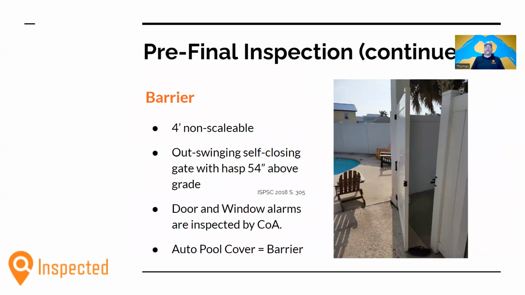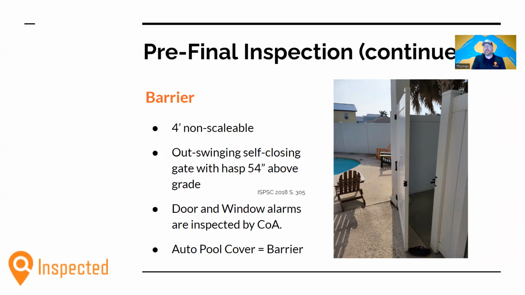Next, and the number one reason why pool final inspections fail is the barrier. A barrier is a passive means by which to prevent somebody from entering the pool, AKA an attractive nuisance. That barrier must be at least 4 feet tall and non-scalable. If there are gates in that fence or barrier, they need to be outswinging, self-closing with a hasp 54 inches above grade. We will not be testing the door and window alarms, as those are inspected by the city of Austin, and you shouldn't have to go through that process twice. And finally, the auto pool cover, if it is compliant with code, can serve as your barrier.